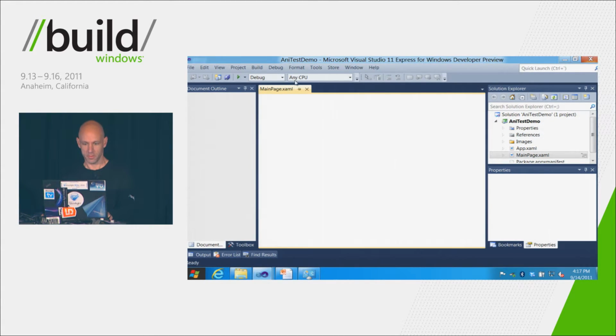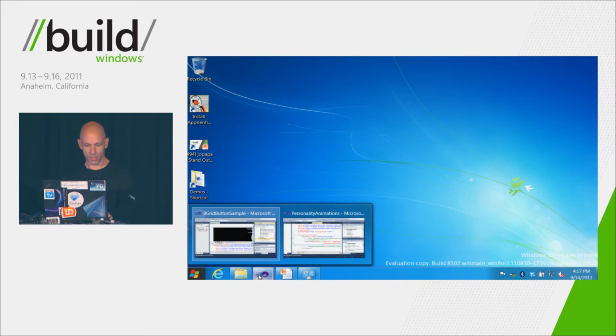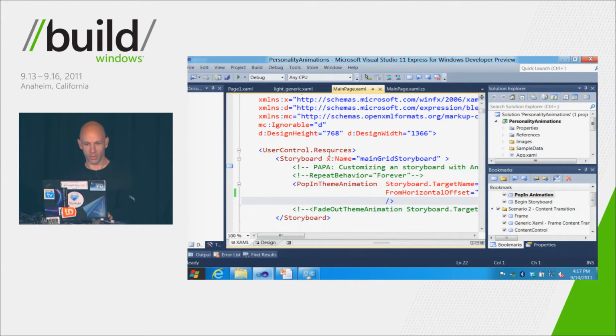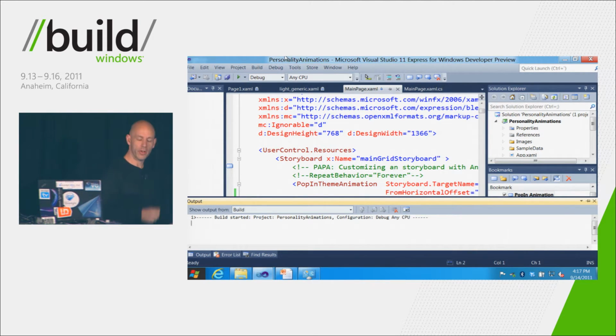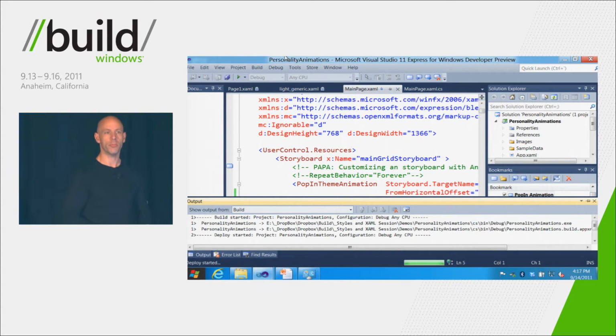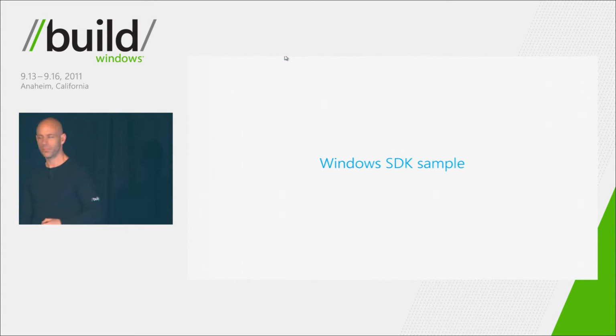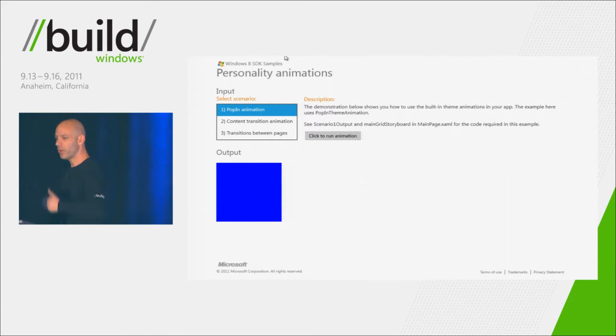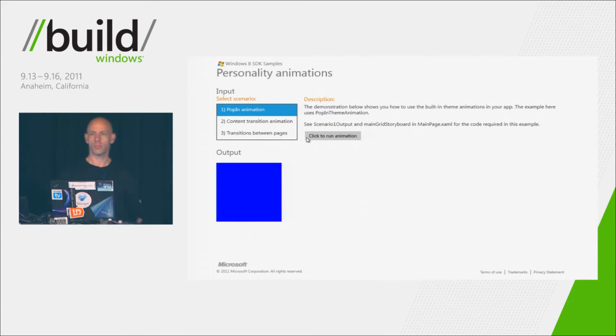All right. So those are 2 that I built pretty quickly. Now, the third one I want to show is actually part of the SDK. In the SDK, there's 3 scenarios for the personality animations. And we're going to walk through each one of these and change something about them, kind of show you how these things work. So the first one is using a pop-in animation on this square.